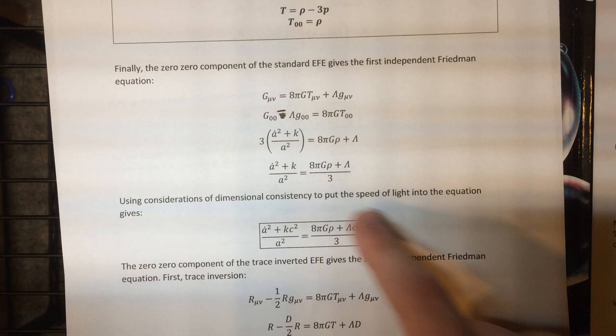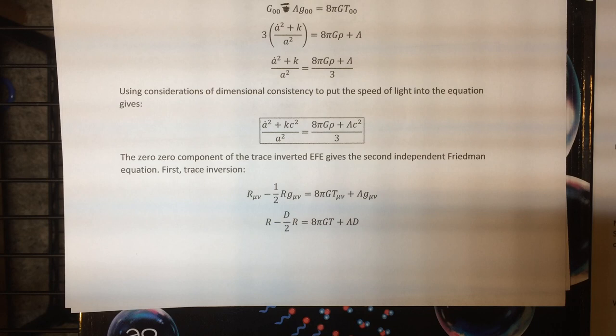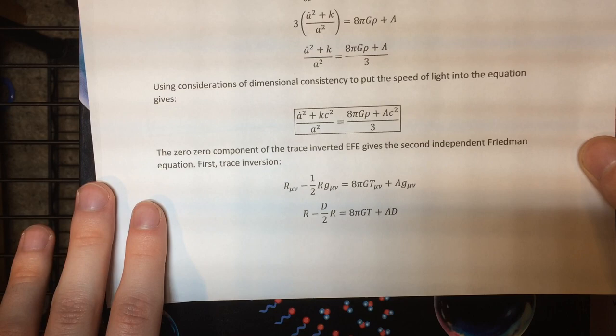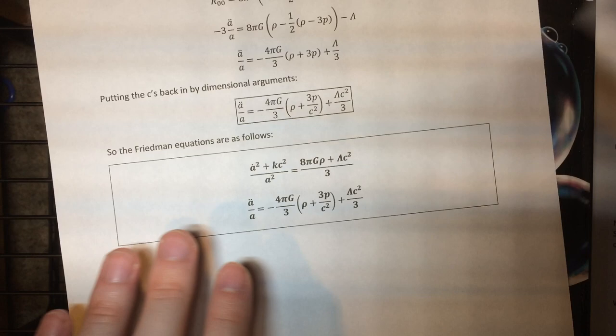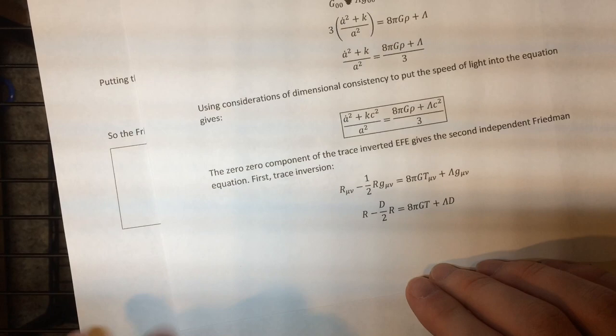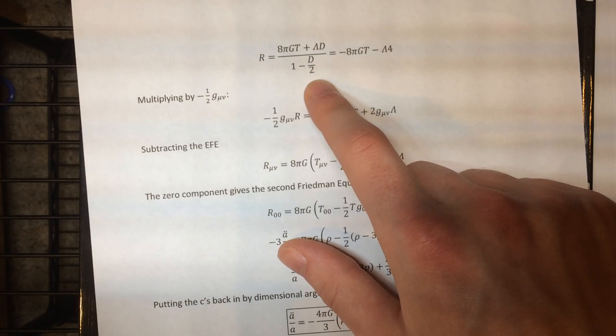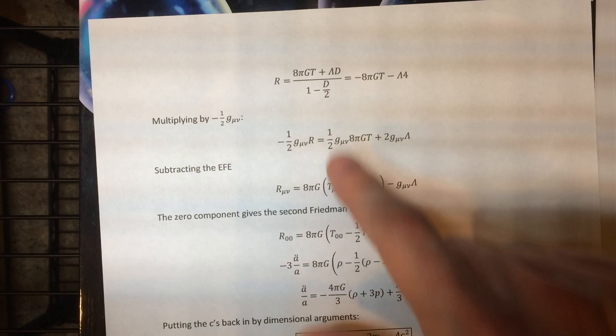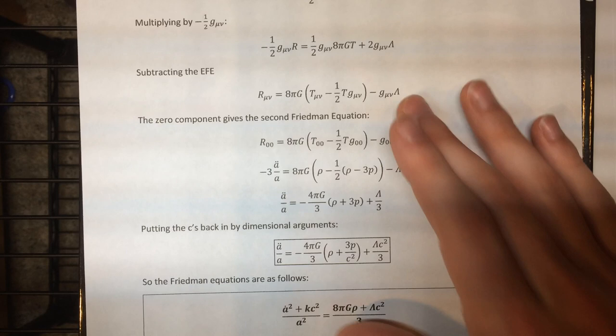So starting again with the EFE, the normal EFE with the sign convention that's usually used for this problem. Okay, and then performing the trace inversion process, so you take the trace of both sides. See, that was on screen, I think. Yeah. Let's see. Yes, it was. Okay, so then we get this. Now we can do a little algebra. We factor and divide, and then we multiply by that factor, and that gives us this. Subtracting the EFE then gives us this, which is the trace inverted EFE.